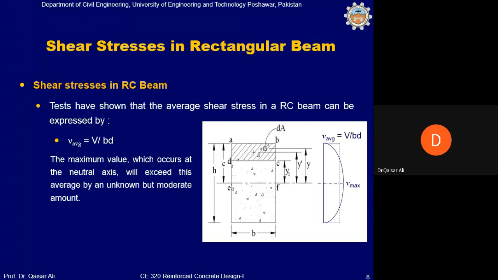Experimental tests have shown that the average shear stress in a reinforced concrete beam can be expressed by V divided by BD. H has been replaced by BD, and this has been done to slightly increase the shear stress, because the maximum shear stress value was 1.5 times V divided by BH. If we replace H by D, the shear stress will slightly increase.